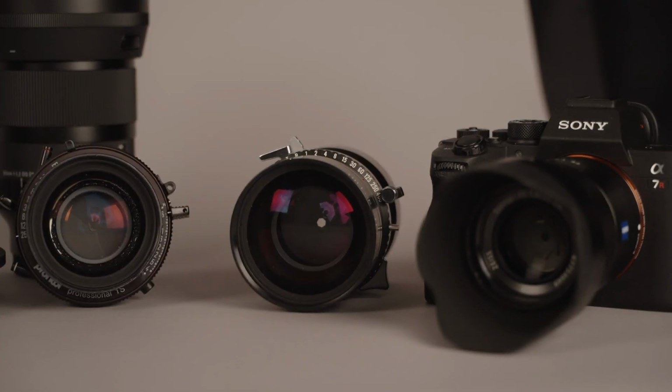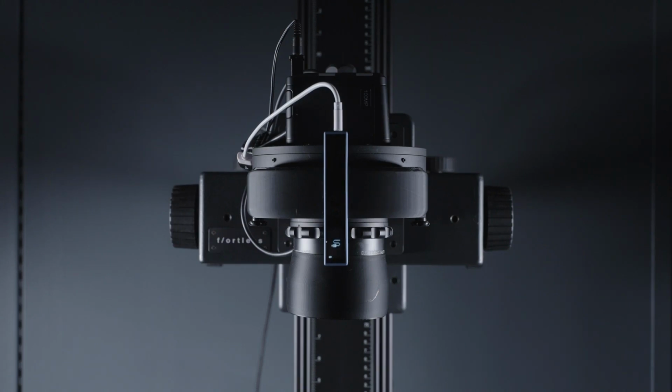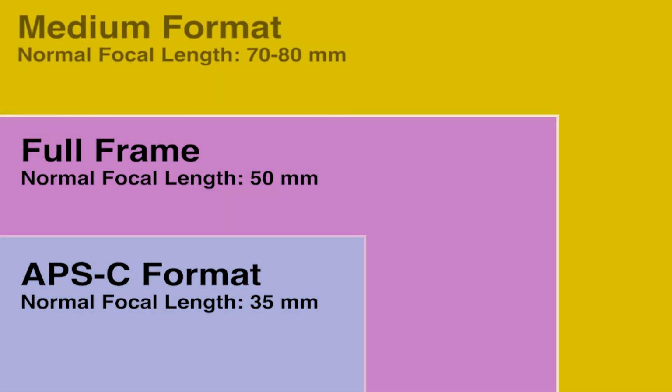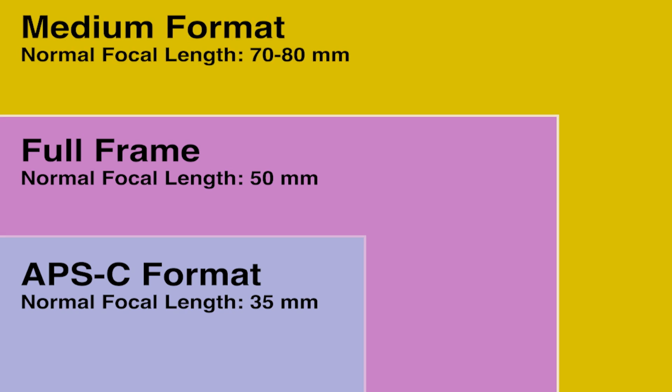Additionally, a normal focal length lens is preferred for most work over specialized lenses designed for wide-angle, telephoto, or macro work. A normal focal length lens has approximately the same angle of view as the human eye. For reference, normal focal lengths for popular sensor formats are as follows. An APS-C format sensor has a normal focal length of 35 millimeters. For full-frame sensors, it's 50 millimeters. For medium format, it's 70 to 80 millimeters.